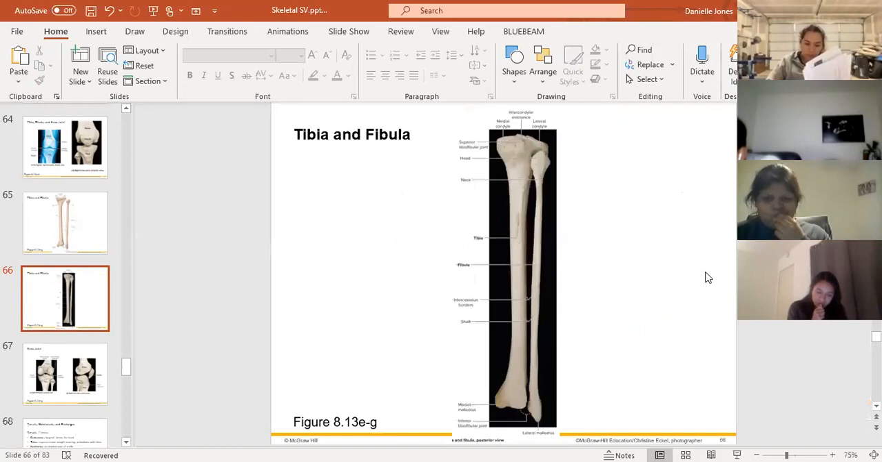How are we feeling so far with the lower appendicular? I think the hip's the trickiest. Yeah, for sure. The hip is the trickiest just in the way that it looks way different than any of the other ones. And then there's just a lot more structures on it.